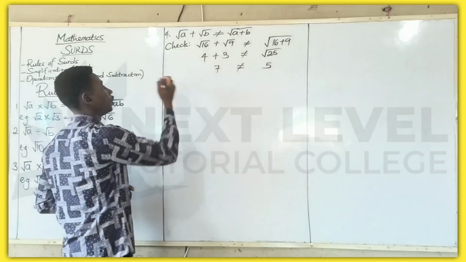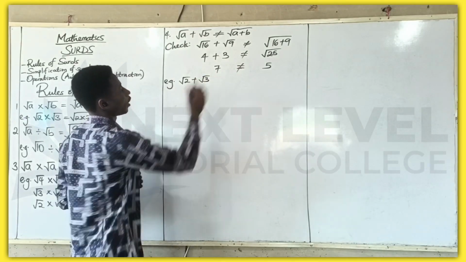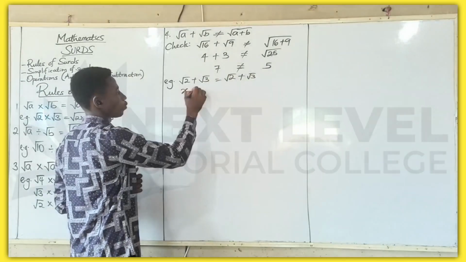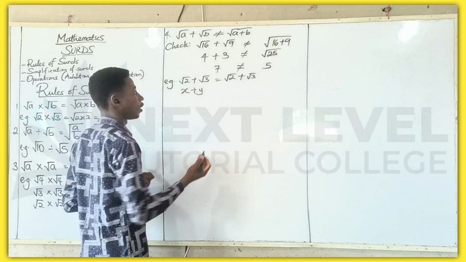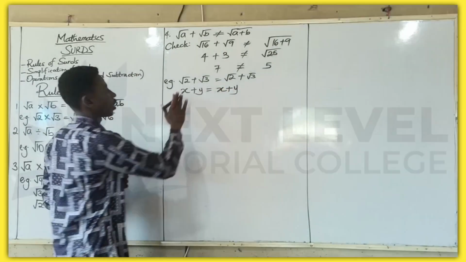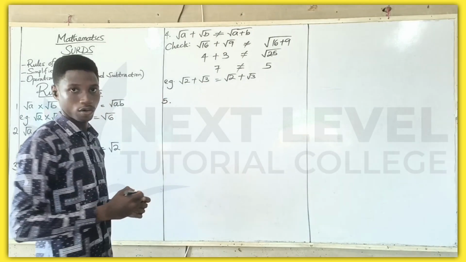And to check for an example, if you have SURD 2 plus SURD 3, the answer will still remain SURD 2 plus SURD 3. Just like if you have x plus y, you cannot add them together. They are not like terms, so it will still be x plus y. It is as simple as that. So that is that. And let's look at subtraction also, can we combine them?